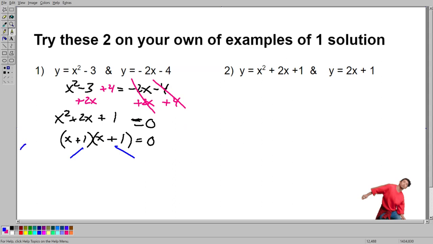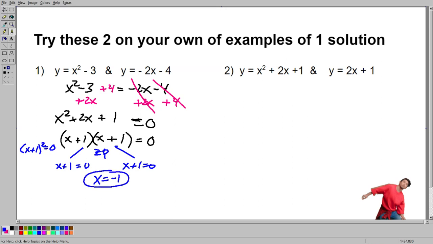So again, if you wanted to solve it in a different way, you can always write this as x plus 1 squared equals 0. Sorry, 0. But we're going to go ahead and do the zero product property. x plus 1 equals 0, and x plus 1 equals 0. Solving, we'll get our answer of x equals negative 1. I'll go ahead and circle that.